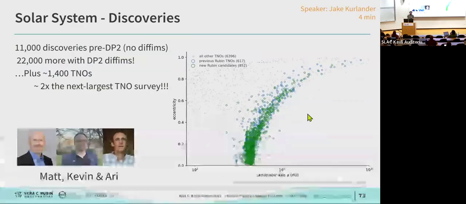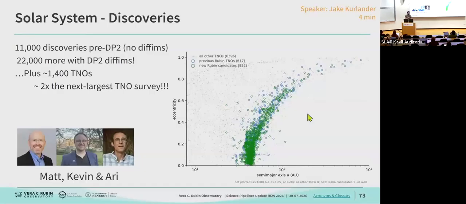Everyone loves new asteroids. Pre-DP2, we did not have difference images, and asteroid discovery is generally supposed to be run on difference images. But some folks, Matt and Kevin at Harvard and Ari at UW, performed some magic and managed to do difference imaging without difference images, or at least catalog differencing, which got us a really reduced source density, and we could search for asteroids pretty well without templates. So looking at the DP2 data before DP2, without templates, we found 11,000 new asteroids. This was awesome, super exciting.